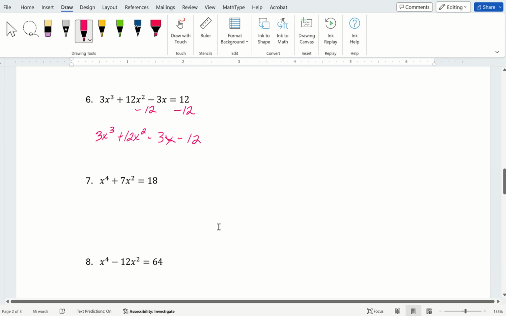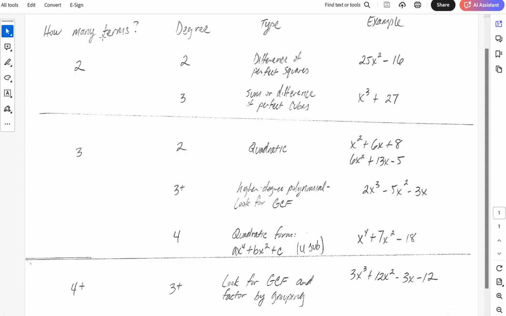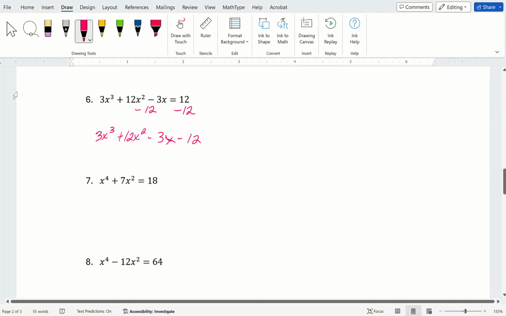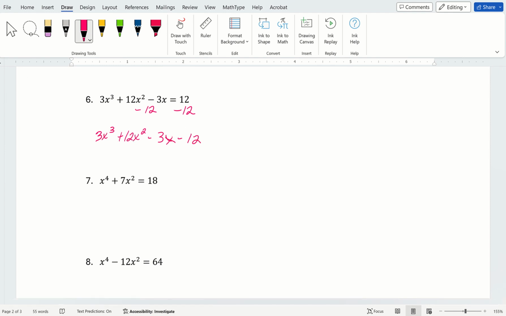If we look at our chart, this is a higher order polynomial with 4 terms. So if I go to how many terms? 4 plus. And if the degree is 3 or more, which it is, then we're going to look for a greatest common factor and factor by grouping. So if I go back here, is there a greatest common factor between these four terms? The answer is yes, it's 3. So we're going to factor out a 3. And we're left with x cubed plus 4x squared minus x minus 4.